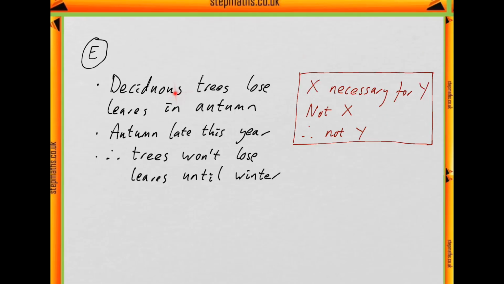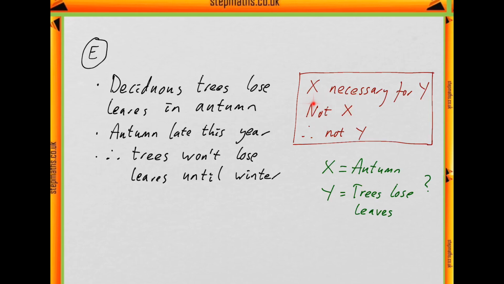E starts with deciduous trees lose their leaves in autumn. So it's not clear whether this is a necessary condition or not. It doesn't have a must or an only. It could be intending to say that deciduous trees can only lose their leaves if it's the autumn, in which case it would be a necessary condition. So we'll try this assuming it's a necessary condition and see what happens. So that would mean X would be it's autumn and Y would be the trees are losing their leaves. But the fact it mentions trees potentially losing their leaves in winter suggests it's not taking this as a necessary condition.